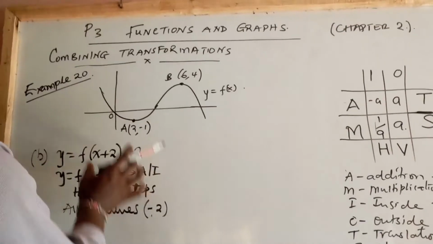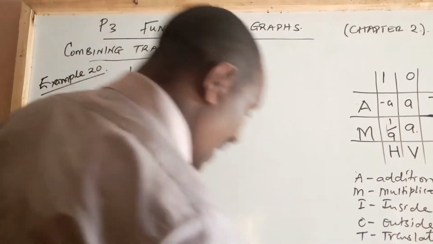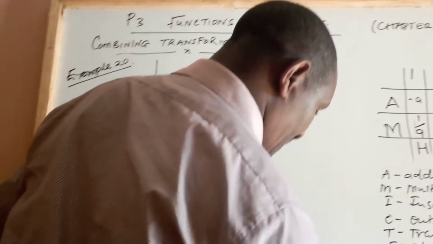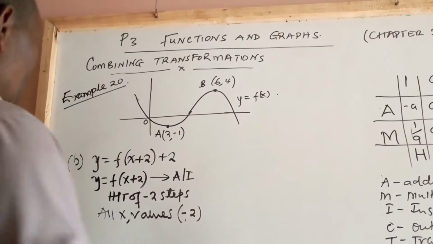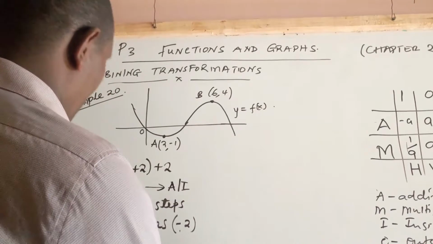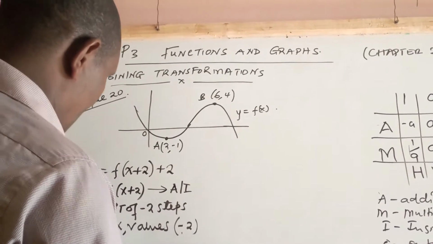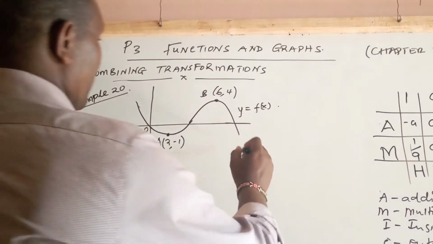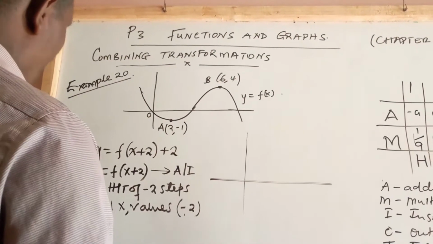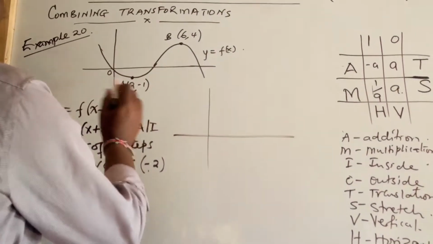And I want to just, with this knowledge, with this information, bring that information there. We will talk of something that looks like addition inside, horizontal translation of minus 2. And therefore, we have a graph that will look like this. What this means is that we are only going to affect the x values.